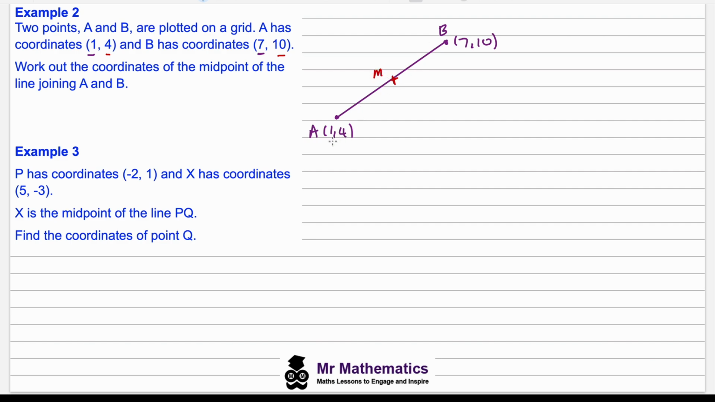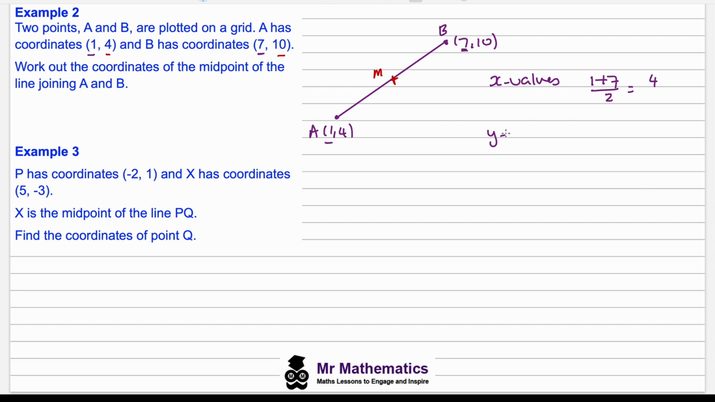So to work out M, we need to find the average of these two x values, the 1 and the 7. So we'll say for the x values, the average will be 1 plus the 7 divided by 2. So this is the mean average when you add up your samples and divide by your sample size. So this will give us 8 divided by 2 is 4.